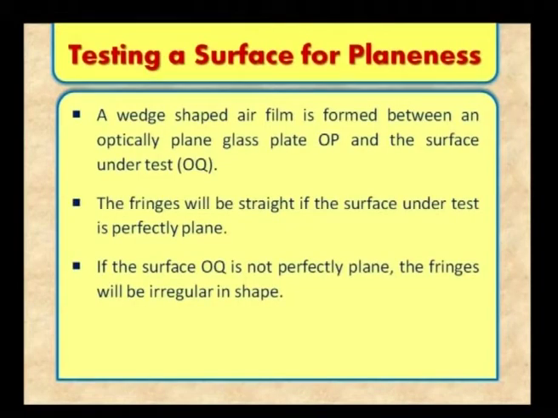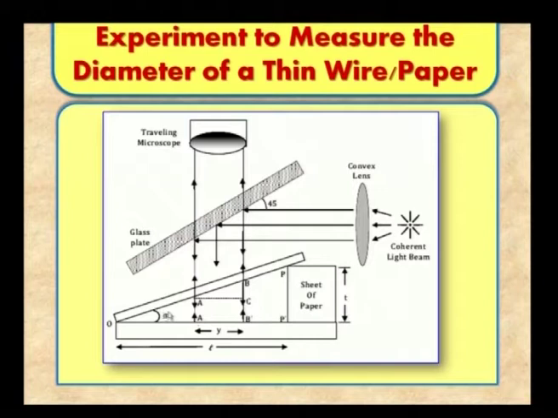So apart from determining the thickness of the wire or paper, this experiment can also be used to test the optical flatness of a surface. Any surface that you see looks to be plane. Plane means, for the common eye it looks to be plane, but exactly speaking it may not be optically plane. The surface looks like this, but it may be wavy. So a wedge-shaped air film is formed between an optically plane glass plate OP and the surface under test OQ. OQ is this surface, right? If the surface is not plane, the bands will not be exactly uniformly spaced. The bands will be wavy, the bands will be irregular.